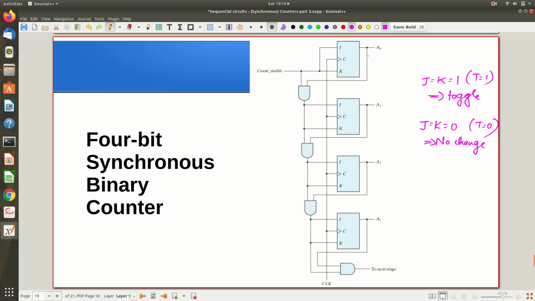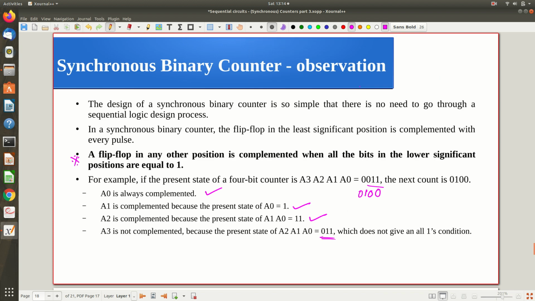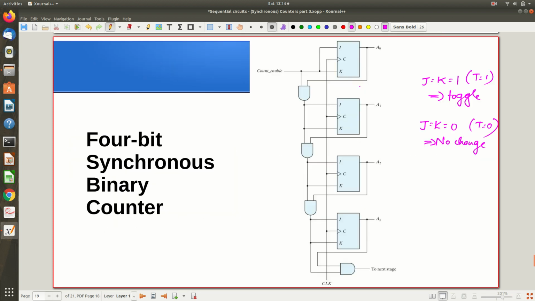Now tell me, this is your A0, A1, A2, A3, like that, the 3 bits I just drew like this, but here they are drawing in a vertical way, starting from the least significant bit, and this is your most significant bit.